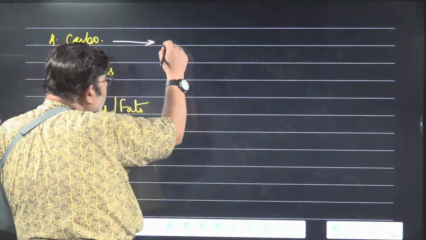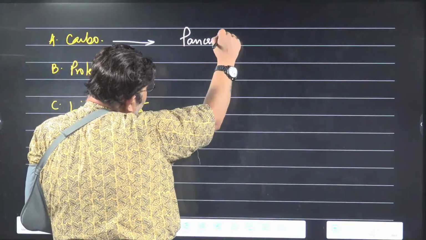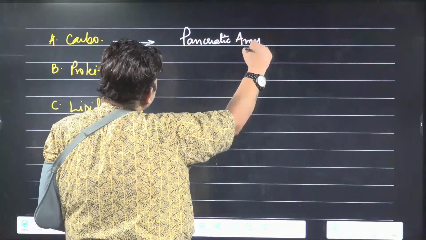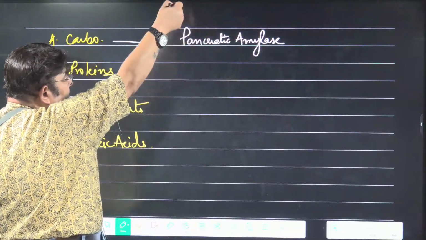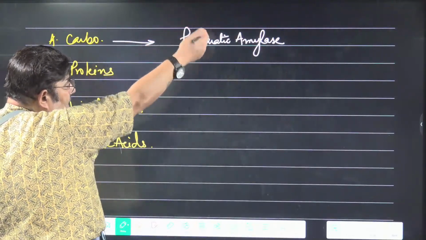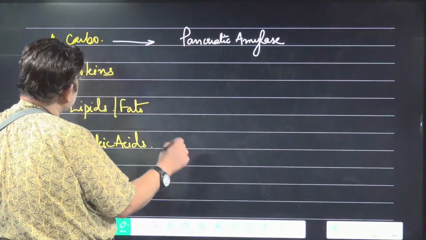Carbohydrate, this is amylase, also called pancreatic amylase. The enzyme is the same as that of the saliva, but salivary amylase works best at 6.8 and this works best at 7.8. This is the main difference here.